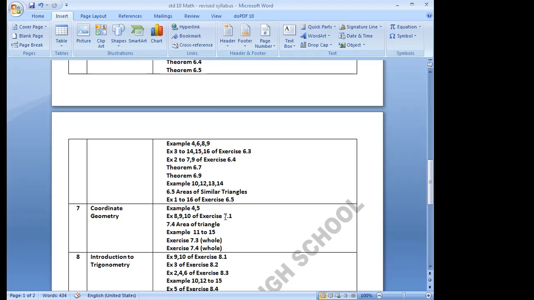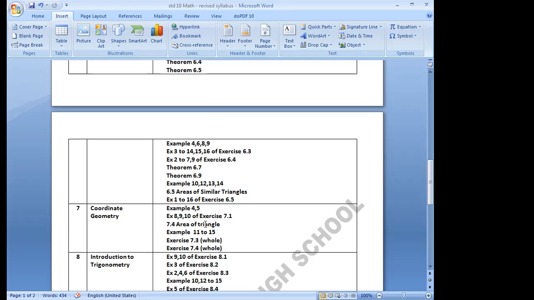Exercise 7.1, questions 1, 2, 3, 4, 5, 6 and 7, all these are included, while 8, 9 and 10 are excluded. Exercise 7.1, 8, 9, 10 are excluded.